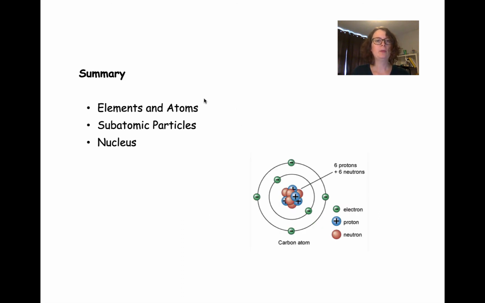So in summary, we talked about elements and atoms. We defined all of the subatomic particles, and we learned which particles are in the nucleus. So you should be able to identify all of these particles and their location in an atom.